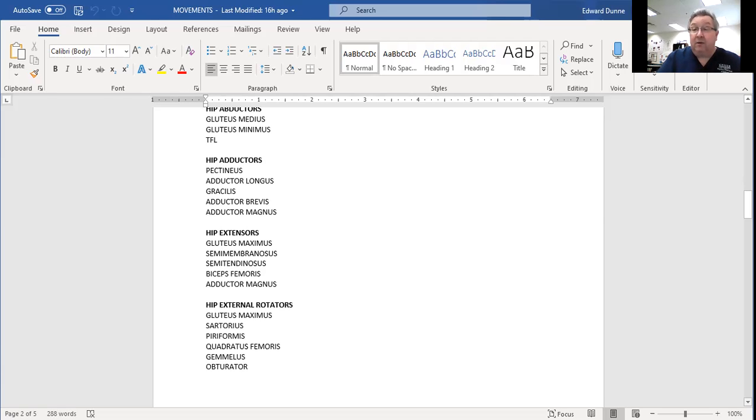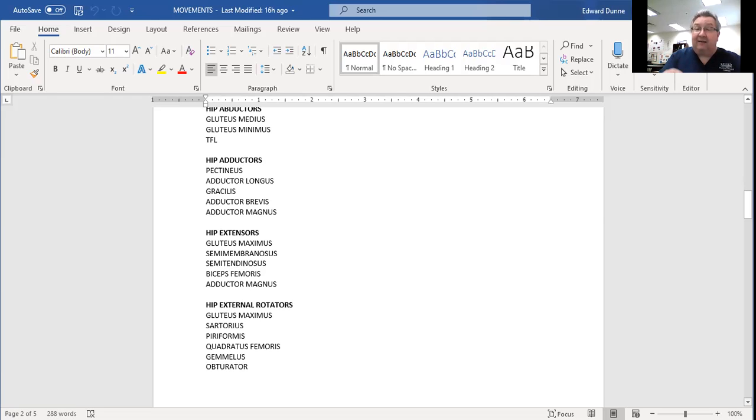Hip extensors. So if you're standing up, you bring the whole leg behind you. That is hip extension. Or if you're lying down in the prone position on your tummy, you're bringing the leg upwards against gravity. Well, the major hip extensor of the body is the gluteus maximus. Glute max is the major hip extensor.